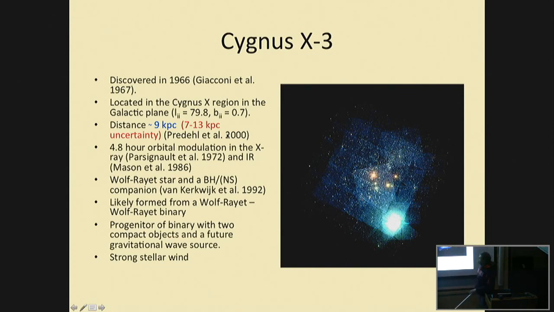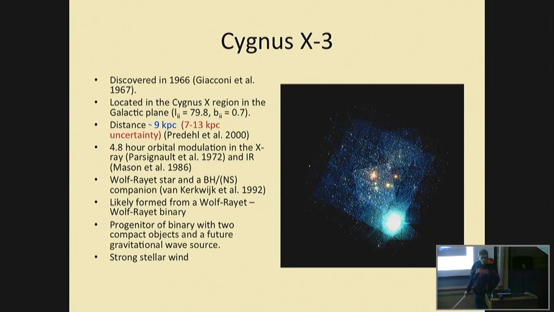Okay, just a little bit about SIG-X3, discovered in 1966. It lies right in the galactic plane in the Cygnus X region. The distance has typically been taken to be 9 kiloparsecs. Remember that number, because I'm going to come back to it and say a lot more about it. But it has a large uncertainty.